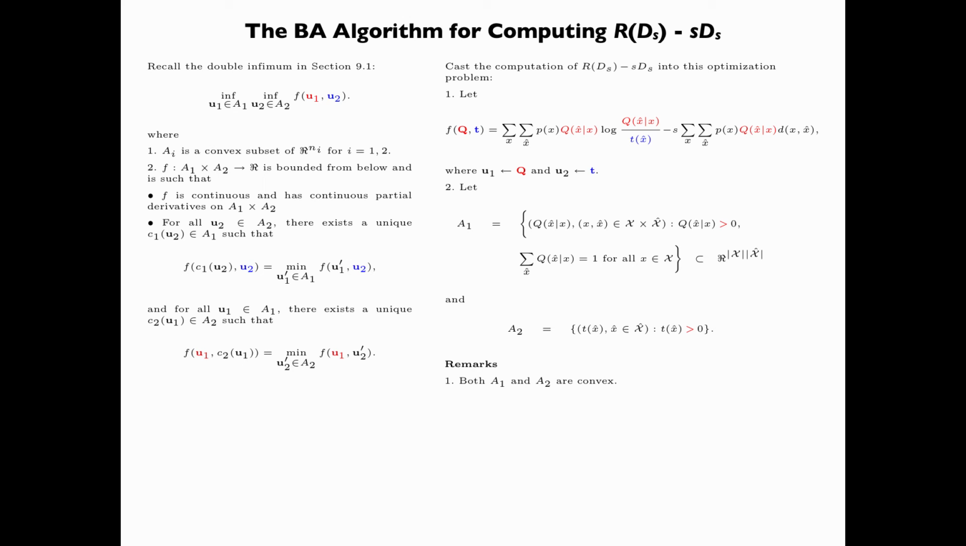First, it is easy to verify that both A1 and A2 are convex. The function f is bounded from below. To see that, we first note that this double summation, which is an expected distortion, is always non-negative. The first double summation in f is minimized when t is equal to t star, and for that case, the double summation is equal to I(P,Q), a mutual information which is always non-negative. Because s is less than or equal to 0, minus s is greater than or equal to 0. And so, the function f is always non-negative and hence lower bounded by 0.